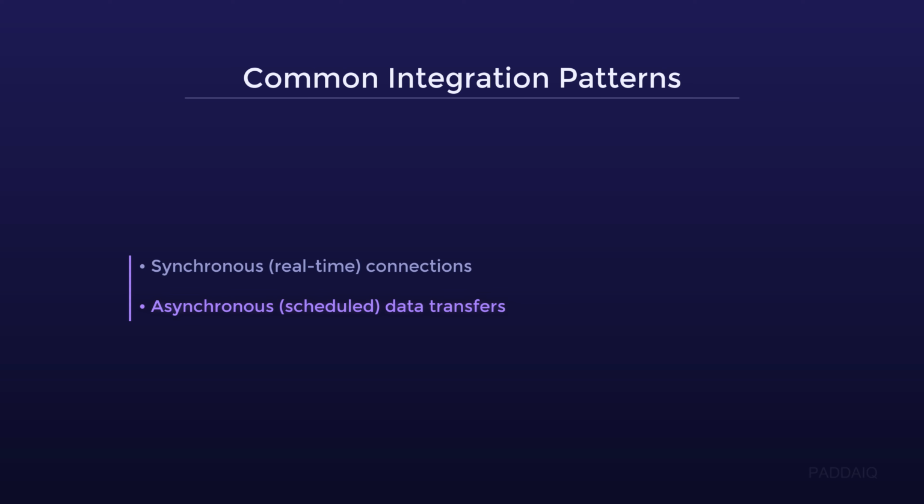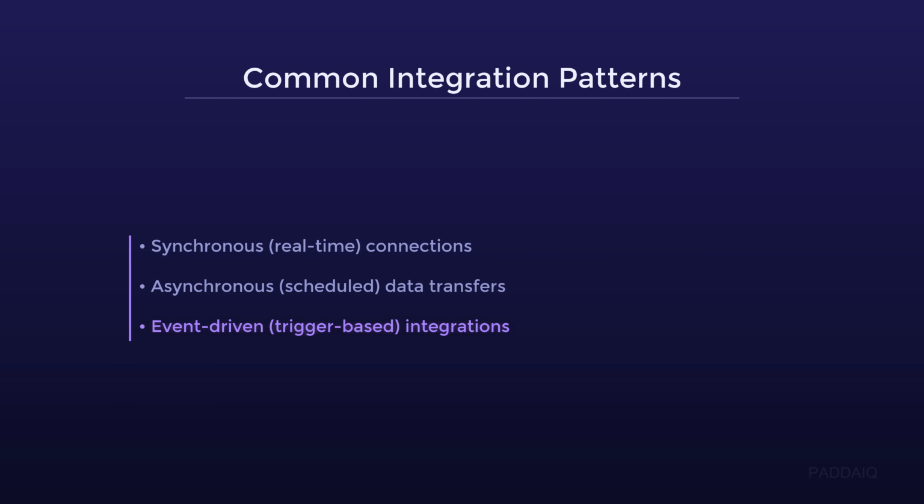Asynchronous, scheduled data transfers. This means data is moved between systems automatically at set times without needing someone to start it. For example, your SAP system sends daily sales reports to a cloud analytics tool every night. This pattern ensures reliable, scheduled data exchange without manual effort.